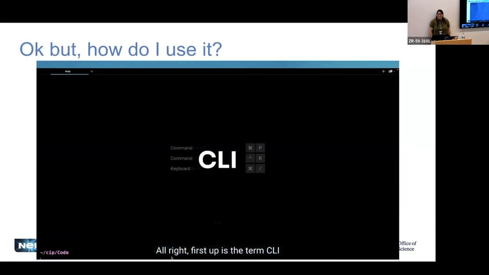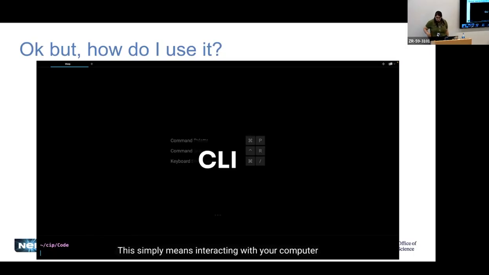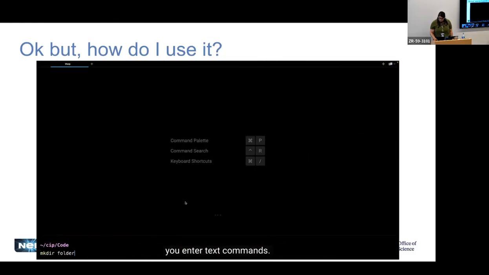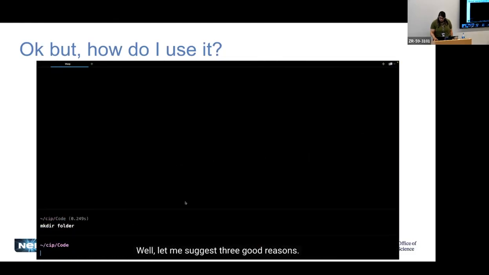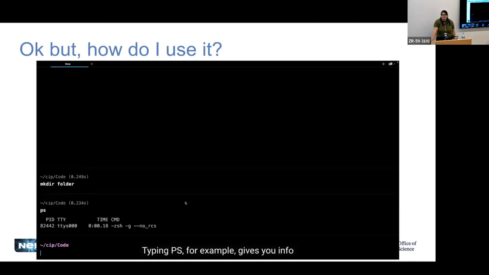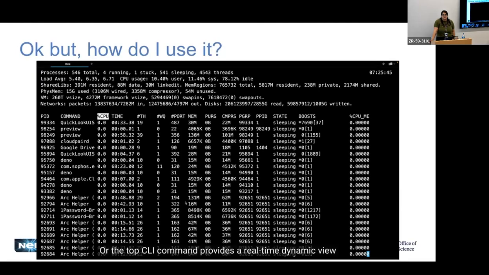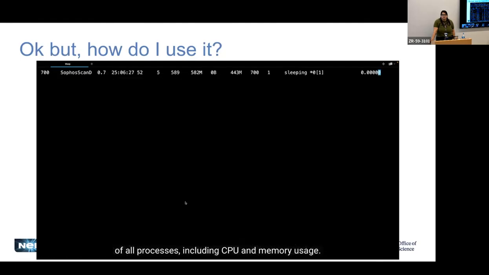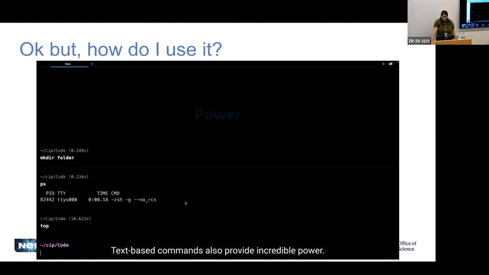Alright, first up is the term CLI, or Command Line Interface. This simply means interacting with your computer through text-based commands. So instead of clicking around menus or toggling switches, you enter text commands. Now, why would you want to do this? Well, let me suggest 3 good reasons: additional insight, power, and speed. Text commands often return helpful info. Typing PS, for example, gives you info about all the active processes on your system. Or the top CLI command provides a real-time dynamic view of all processes, including CPU and memory usage. Text-based commands also provide incredible power.